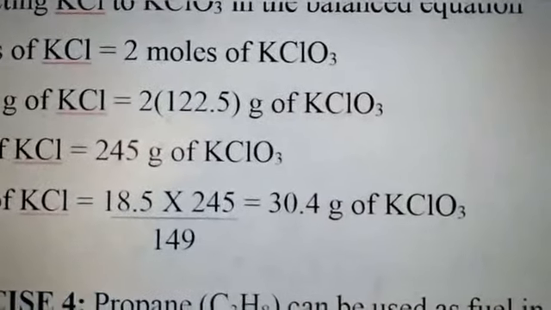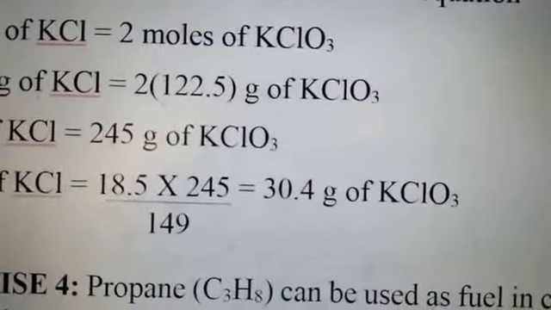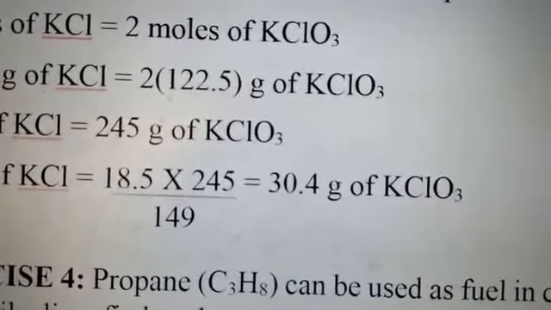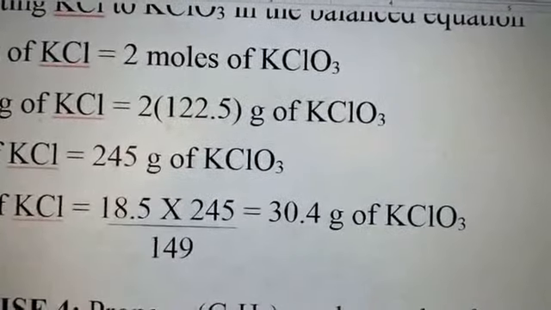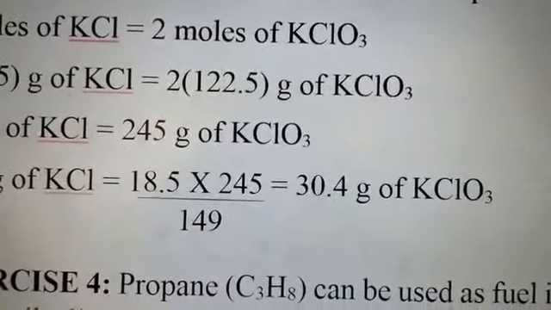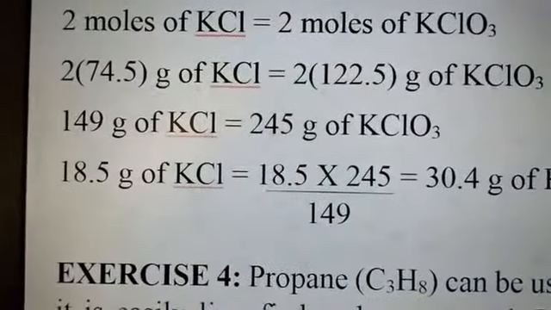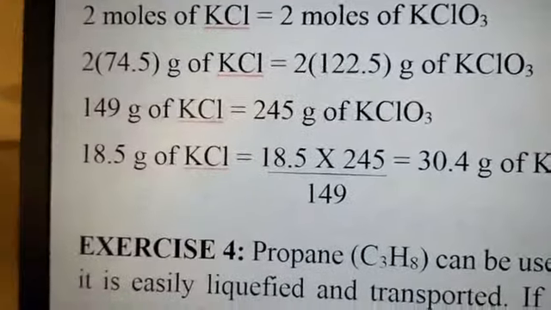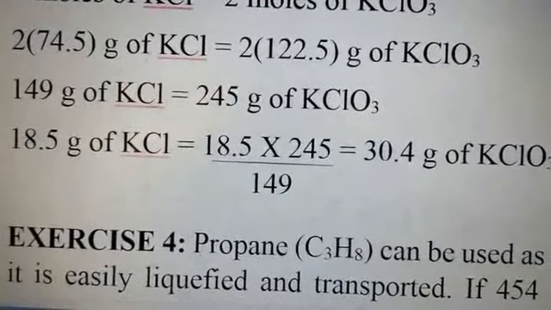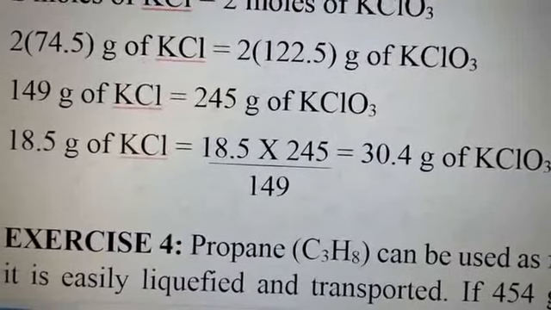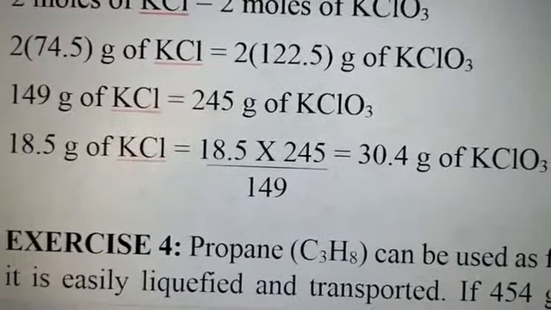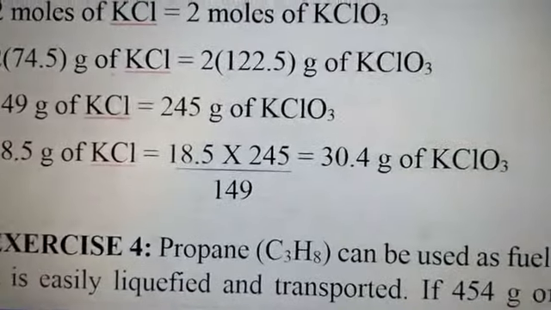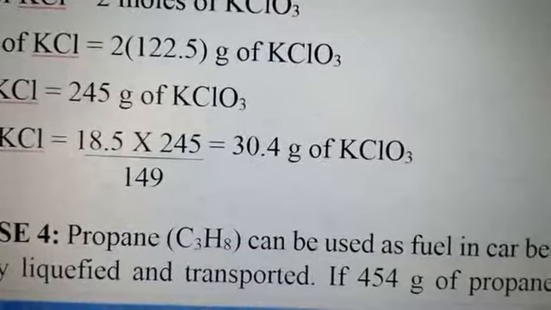Then the molar mass of KClO3 is 122.5. So if 1 mole is 122.5, 2 moles in the equation now become 2 times 122.5, giving us 245 grams. So 149 grams of KCl corresponds to 245 grams of KClO3. Therefore, 18.5 grams, the mass of potassium chloride produced that is given, will now give us 18.5 times 245 over 149. By proportion, we'll have 30.4 grams of potassium trioxochlorate.